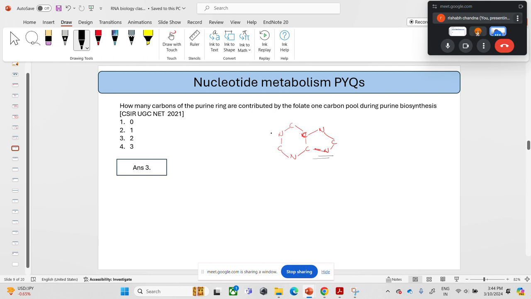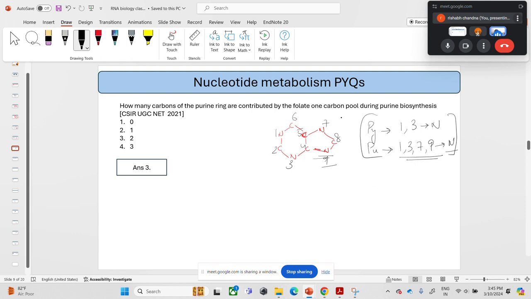Okay, so first we name these particular atoms. This is the first, second, third, fourth, fifth, sixth, seventh, eighth, ninth. Just to remember, in pyrimidines we have two nitrogen atoms at the first and third positions, and in purines we have 1, 3, 7, and 9. This is for simplicity, so that you can remember the entire ring structure when needed.